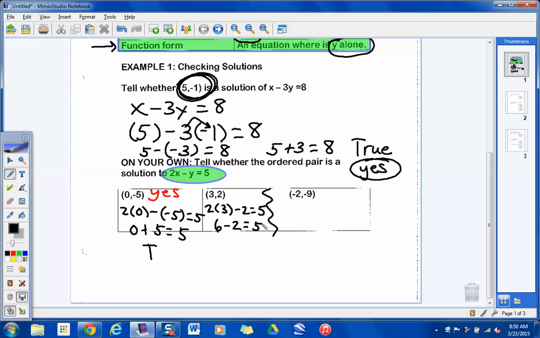Okay, this next one's a little bit more difficult. 2 times what first? 2 times negative 2 minus negative 9. Notice how everywhere I've substituted, I put in parentheses, right? 2 times negative 2 is negative 4, isn't it? Again, here's this idea of subtracting a negative. So when I subtract a negative, what's that really going to be? Positive 9, right? So negative 4 plus 9.